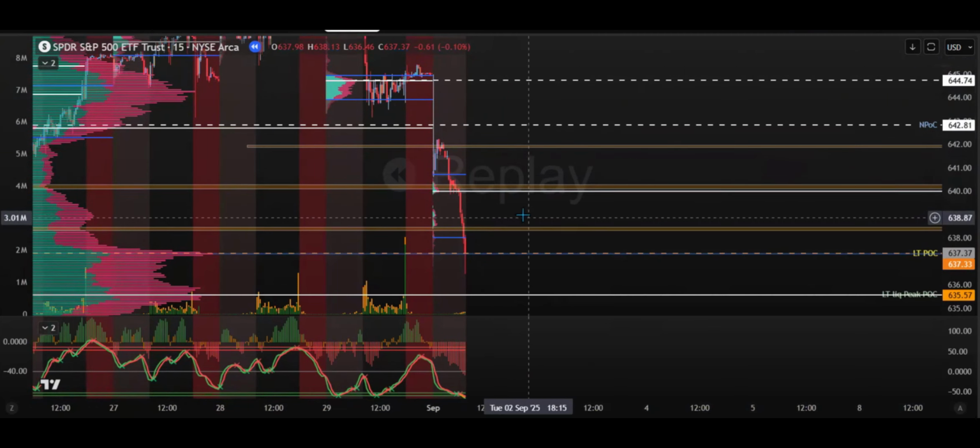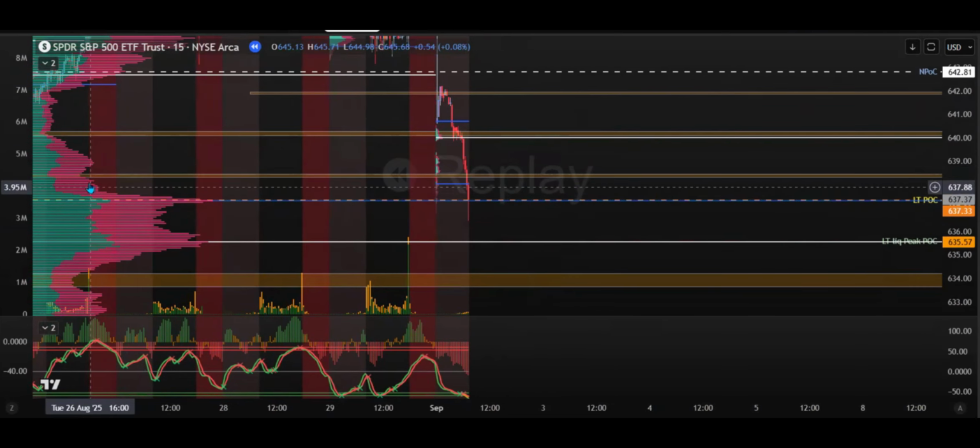So that's the first thing I do, mark off all of these low volume nodes. These are going to act as traditional support and resistance. And when we are getting to the top of one of these peaks, that's when we're going to look for short opportunities, assuming the volume is going to support staying in the high volume area. And if we get to the bottom, that's where we're going to look for long opportunities, assuming the volume is going to support staying within this high volume area.